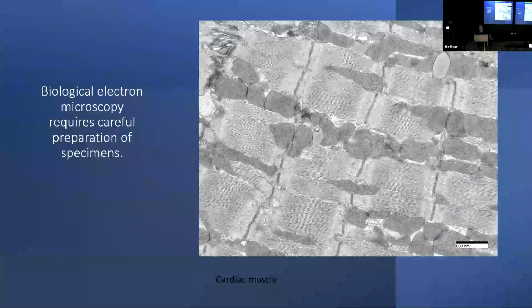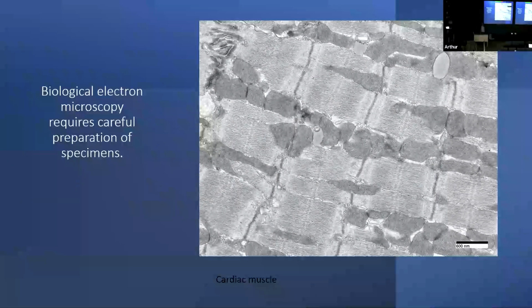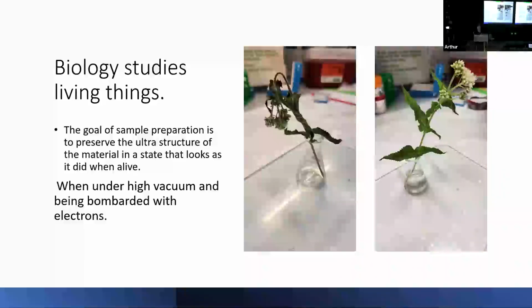So biological electron microscopy requires careful sample preparation. Every step that you take is important to the next step that you take. Biology studies living things. We want to look at the cells that we prepare in a state that they were in when they were alive, under conditions of high vacuum and when they're being bombarded by electrons, which are not conducive to life. So we have to be very careful that we're not looking at a dead plant, but we're looking at a live, functioning, alive plant.